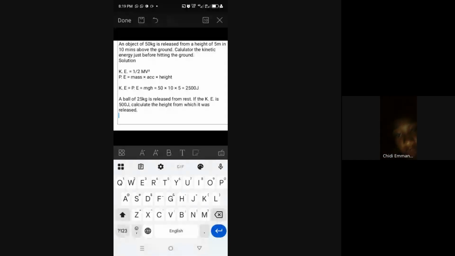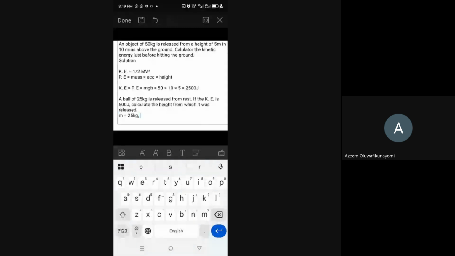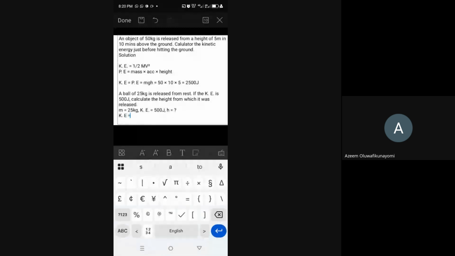Mass is 25 kg, height 2 meters. Kinetic energy is 500 joules. So they are asking for height. And the type of energy that contains height is potential energy.